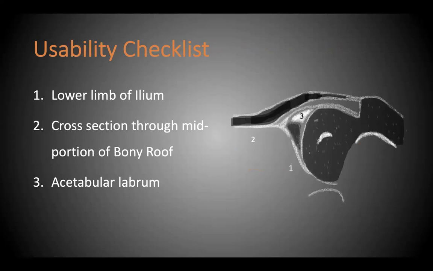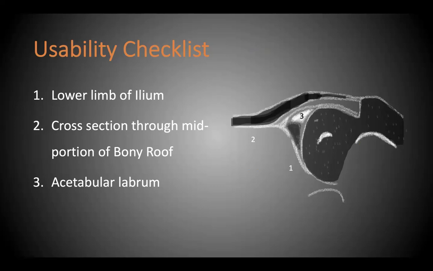Then comes the second checklist, which is the usability checklist. So in this, you should be able to see the lower limb of the ilium, which would be structure 1. Then your cross section should be through the mid portion of the bony roof, which is identified by the fact that your ilium appears horizontal and as a straight line. And you should be able to see the labrum of the acetabulum. So all these 3 structures should be categorically visible to clear the usability checklist.